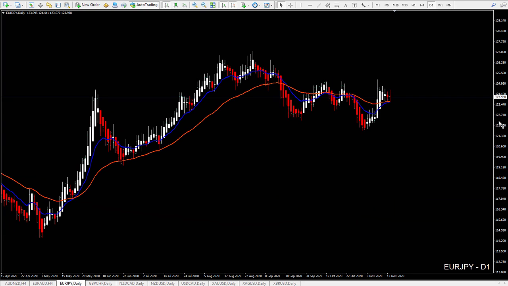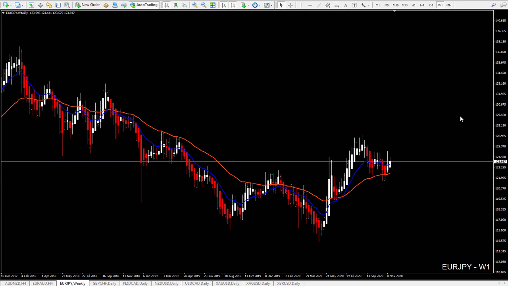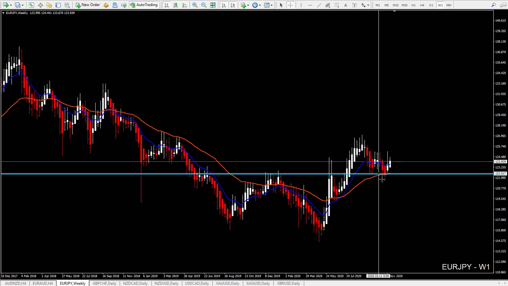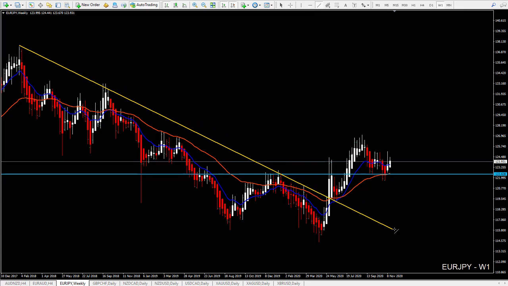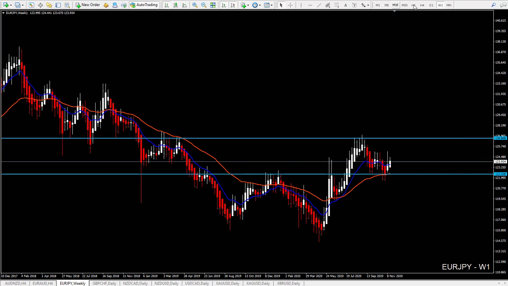Euro yen, it's still more or less the same area. It's making the setup, yes, but it's struggling a little bit right now here. I'm still okay with this pair because weekly held this 36. Our trend line was broken, so everything is pointing up right now. Support still holds. We have next resistance higher up here.